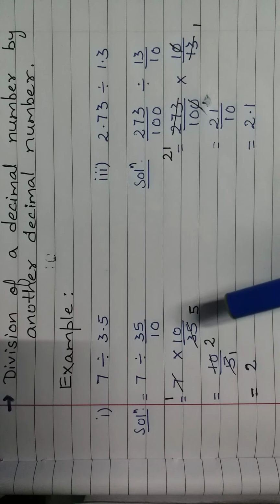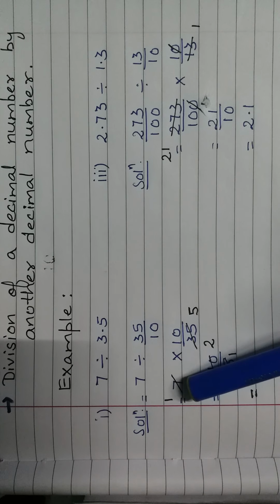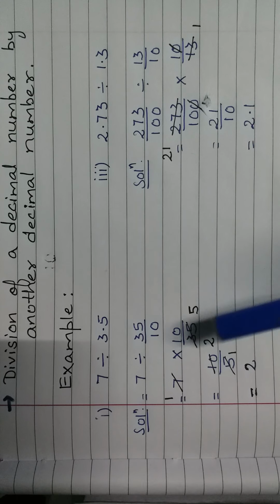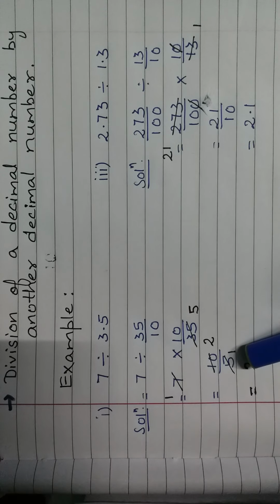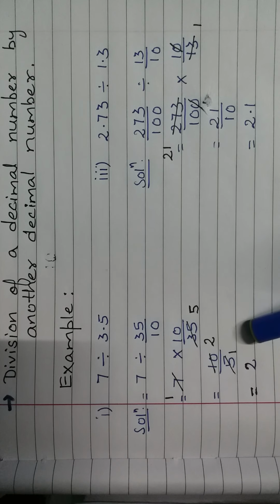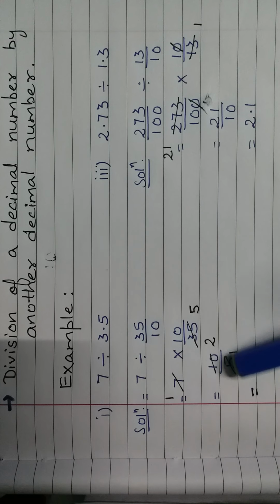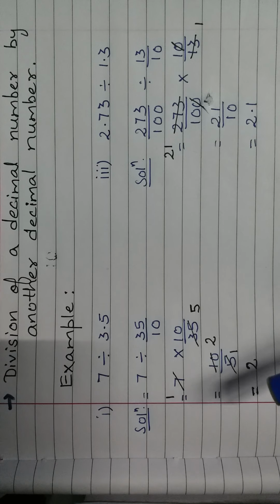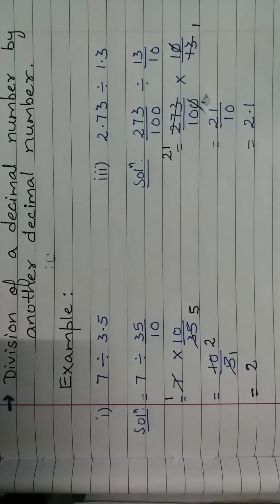Then we have to look for the common factor. So here the common factor is 7. So 7 ones are 7 and 7 fives are 35. Now we have the product 10 upon 5. Now again we have the common factor 5 over here. So 5 ones are 5 and 5 twos are 10. So ultimately the answer is 2. Let's see the next example.